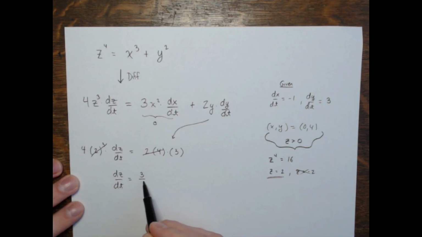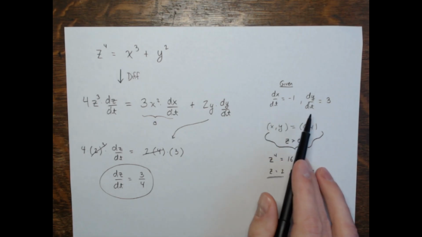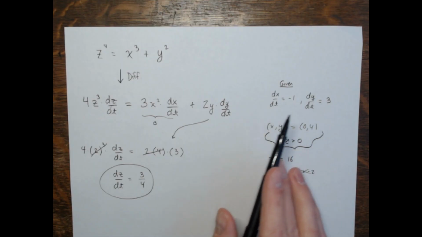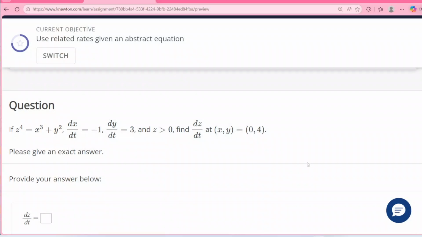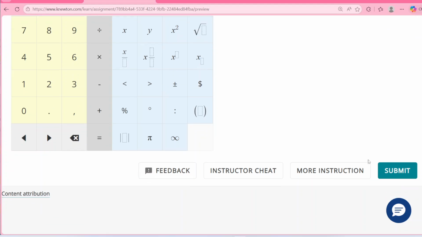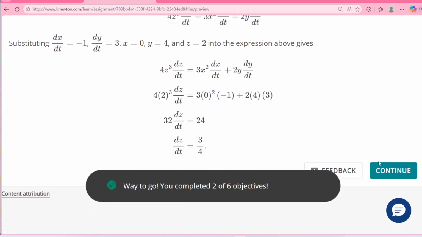But it's positive though, right? So that just tells me at the moment in question, x is decreasing, y is increasing, and z would be increasing as well. A rate of positive 3/4 units per unit of time, per unit t. So 0.75 or 3/4. Right, so that one's done. All those are pretty similar.